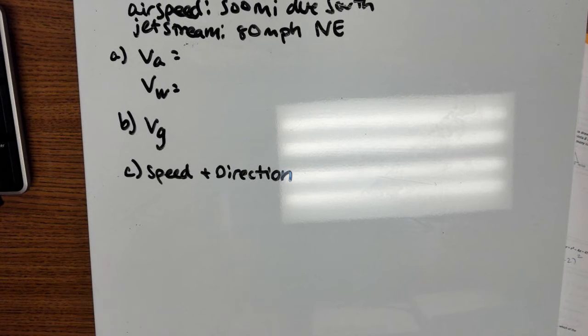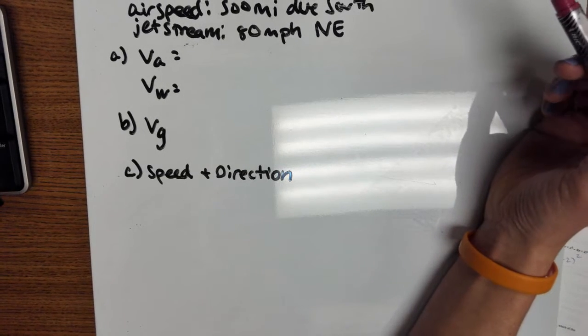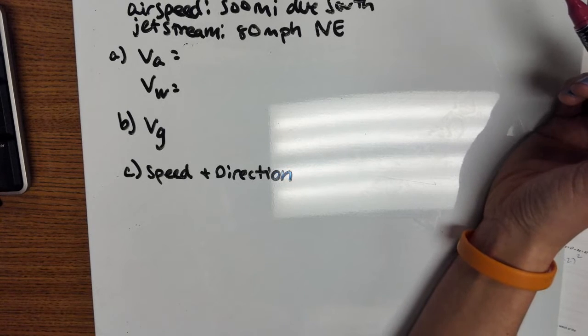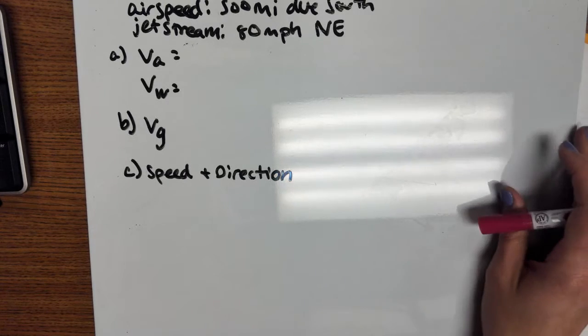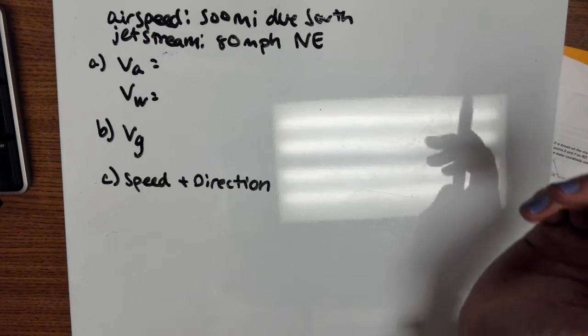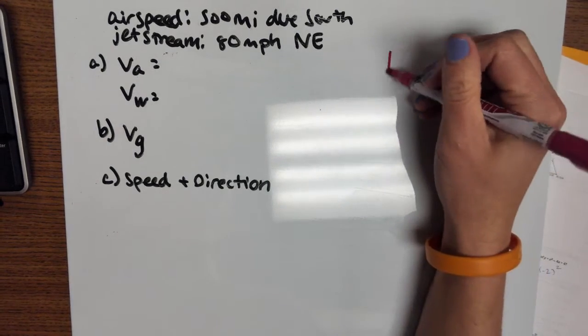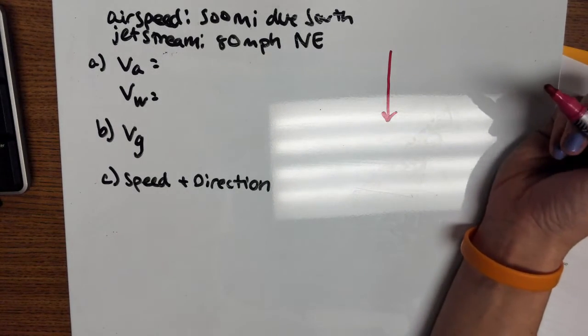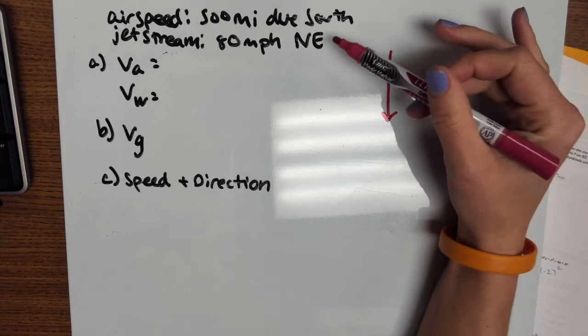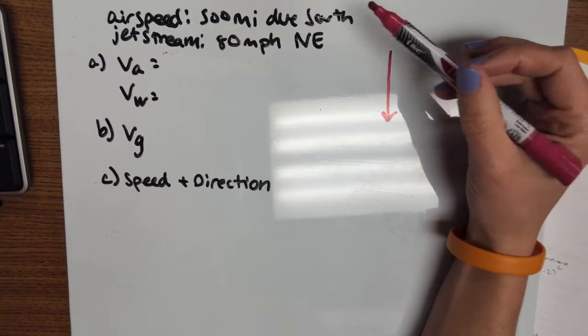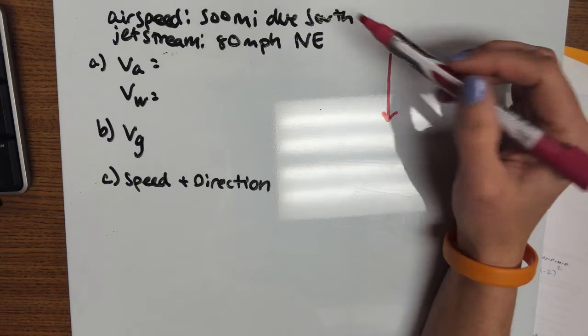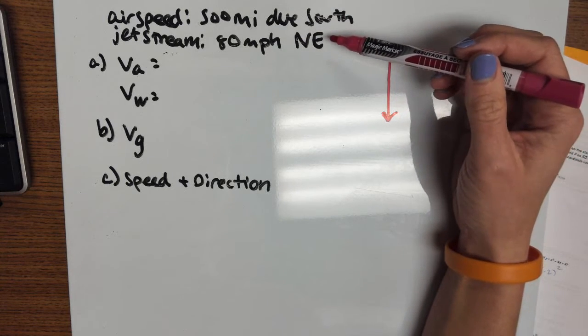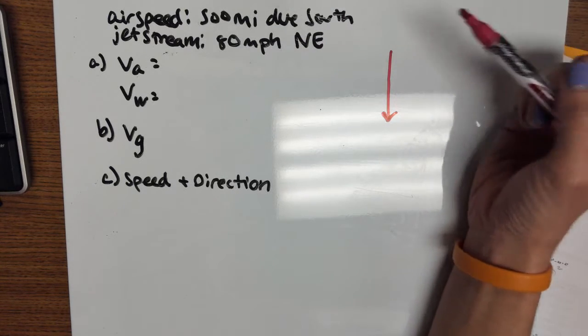Alright, so now we're going to take our vector knowledge and build on it, and make it a little more real life, which just adds a few extra components. So if we think about what we have, we've got an airplane that's flying 500 miles per hour due south, so that's what that looks like. And he's also going to be flying with or into some jet stream or wind speed. So for this example, we've got a wind speed of 80 miles an hour in the northeast direction.